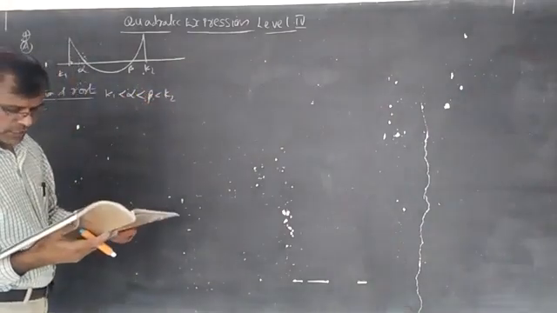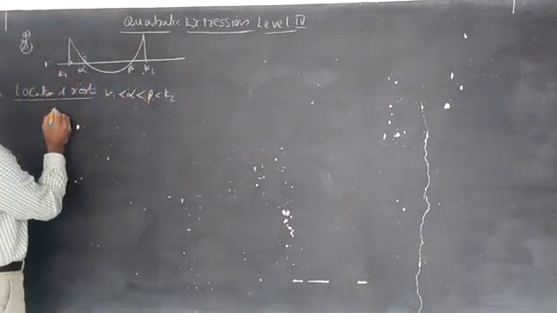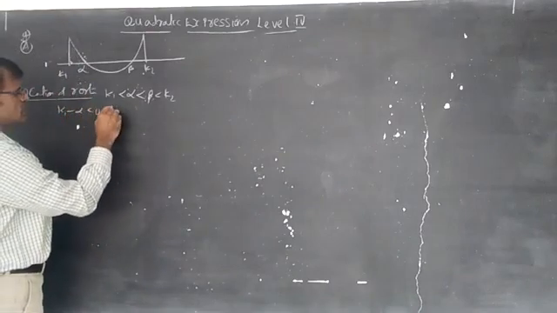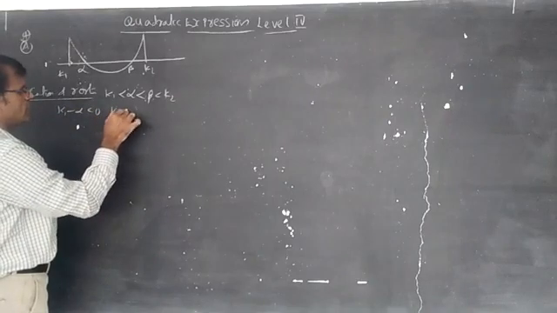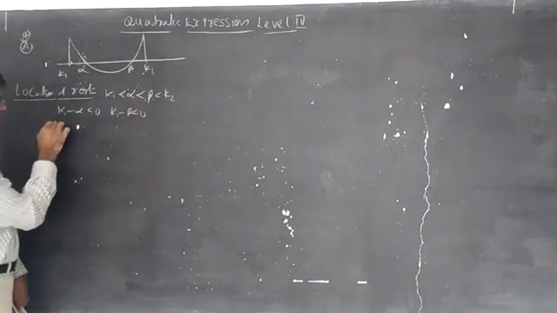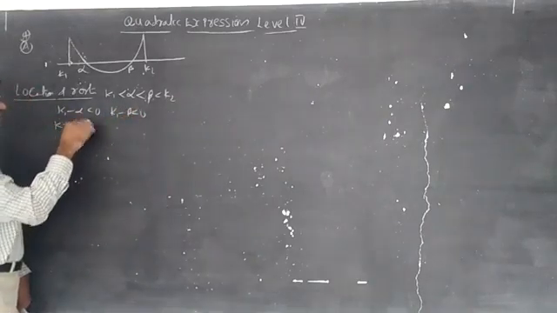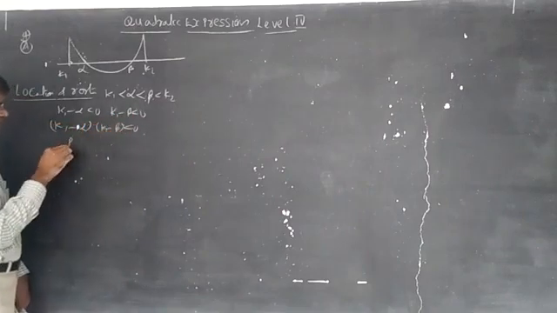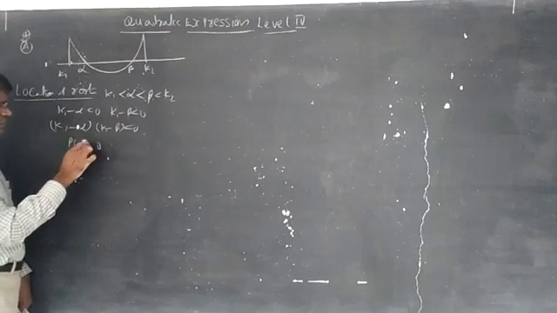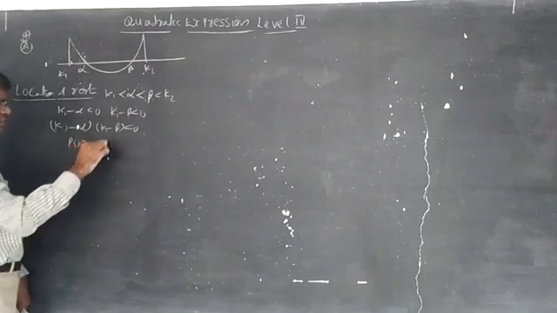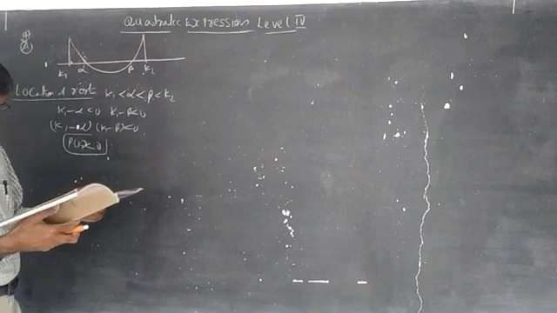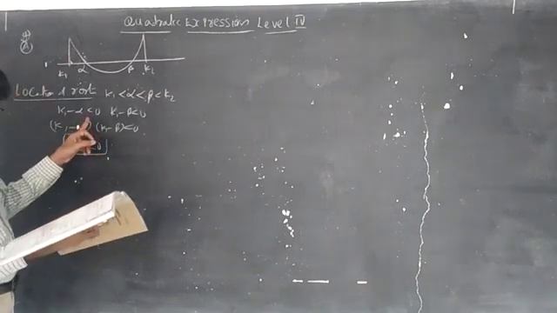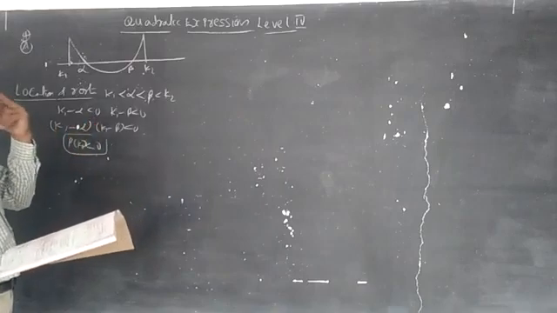Both roots lie in the interval minus 1 comma 1. So remember the formula and concept: k1 minus alpha less than 0 because k1 is less than alpha, and k1 minus beta less than 0. So k1 minus alpha into k1 minus beta is greater than 0. The concept is f of k1 less than 0. F of k1 less than 0. And k1 minus alpha and k1 minus beta.